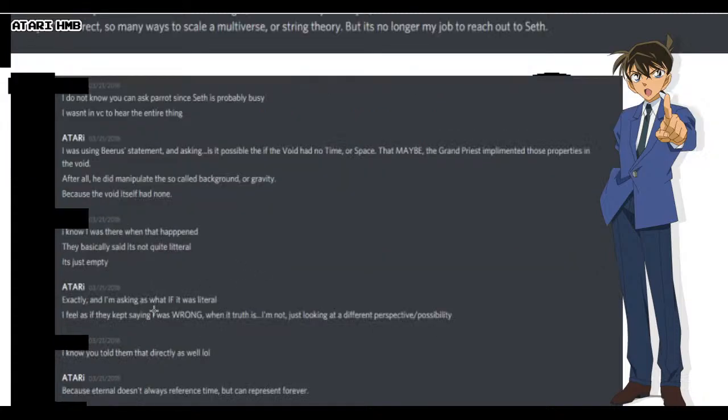They basically said it's not quite literal. It's just empty. And I said, exactly. And I'm asking, see, I'm asking. I'm not debating. I'm asking as if, what if it was literal? I feel as if they kept saying I was wrong when in truth, I'm not. Just looking at different perspectives or possibilities. I know you told them that directly as well. There you have it.